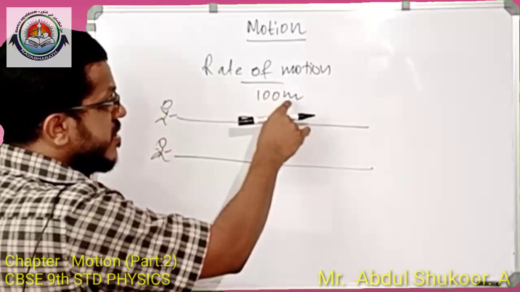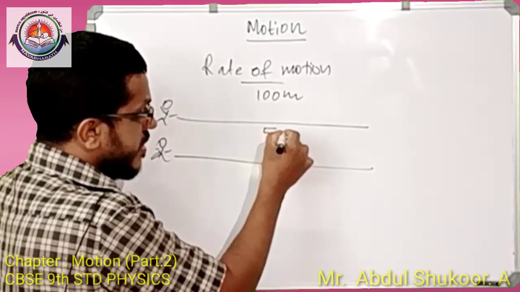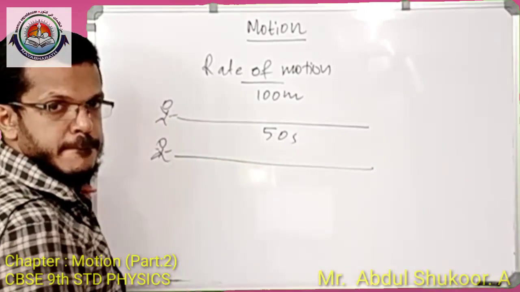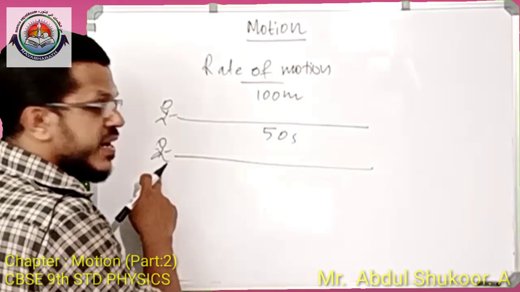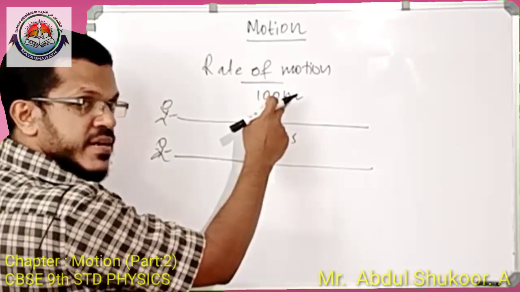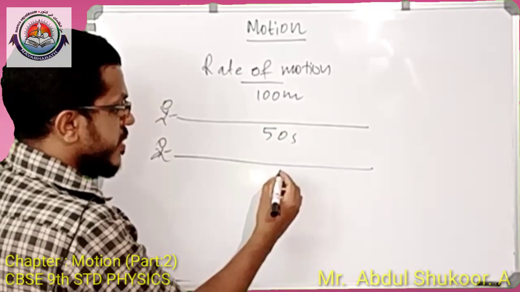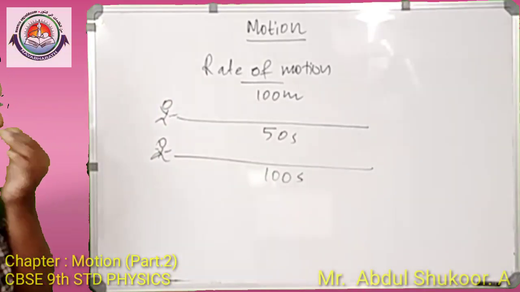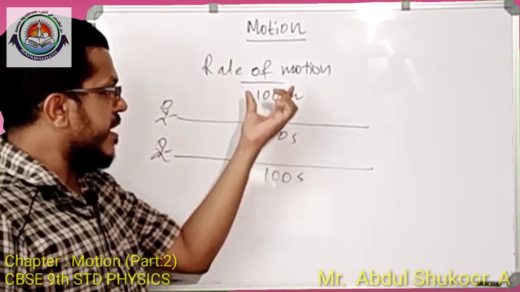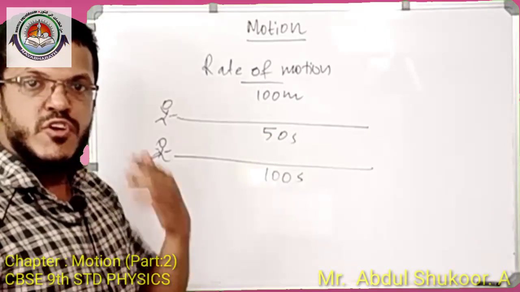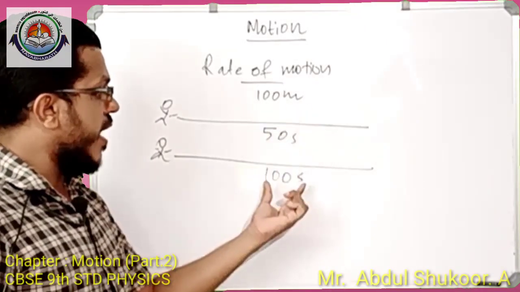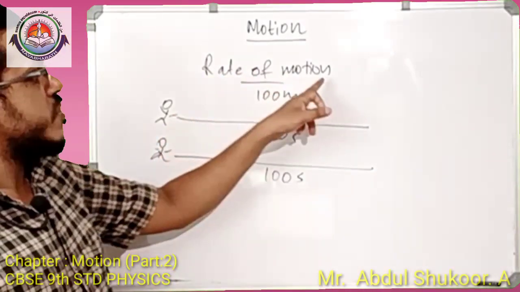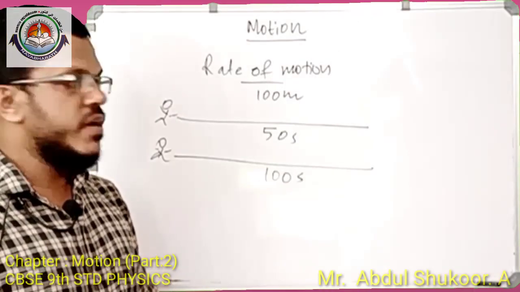Imagine you can cover 100 meters in 50 seconds, and your friend can cover the same given distance of 100 meters in 100 seconds. Then whose rate of motion is more? How can you find out that?